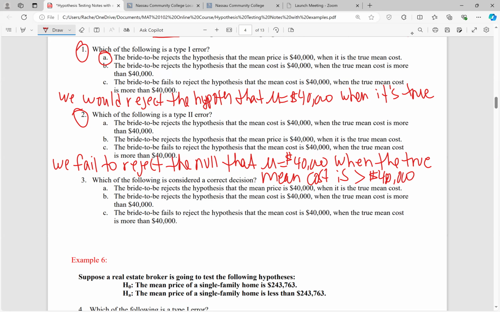So what choice is that? So when we fail to reject the hypothesis that the mean cost is 40,000 when the true mean cost is really more than 40,000, that's going to be C.